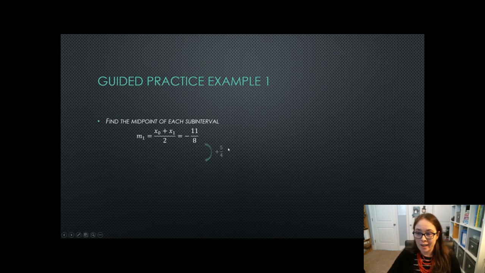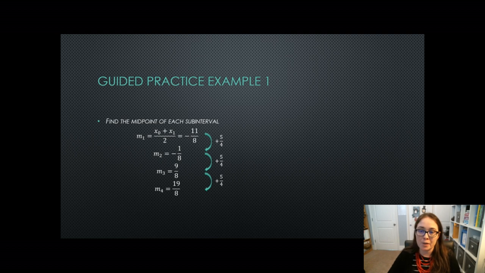So if I just add 5/4, the delta x, to this, I will get the next midpoint, and then the next, and the next, and so on. So this is really the fastest way to get through this. Plus 5/4 gives me -1/8. Then add another 5/4, it gives me 9/8. Add another 5/4, it gets me to 19/8. If I kept going, I would actually go over 3, which is the top of my endpoint, so I do want to stop there.